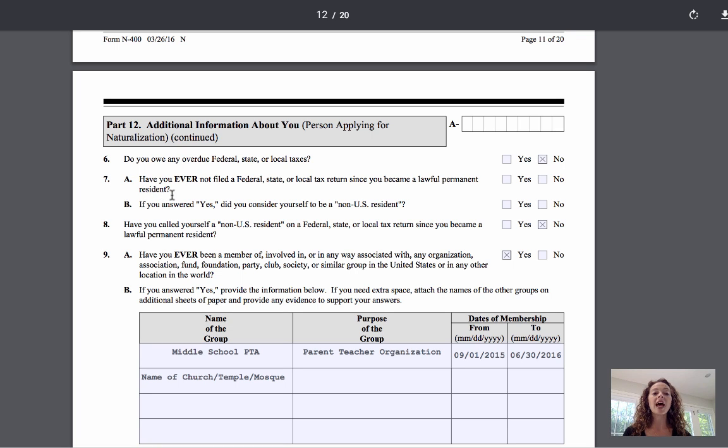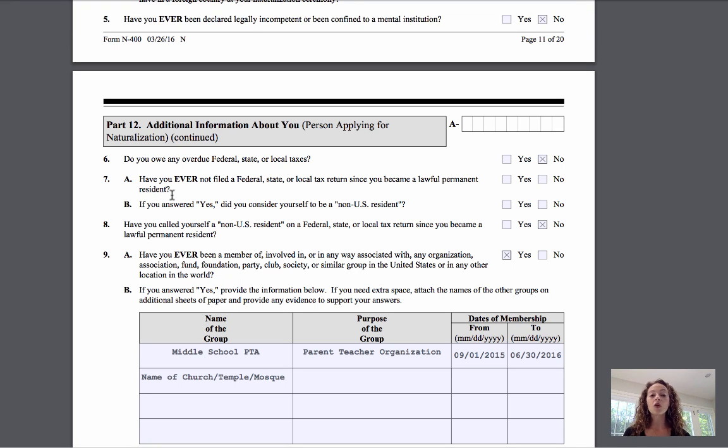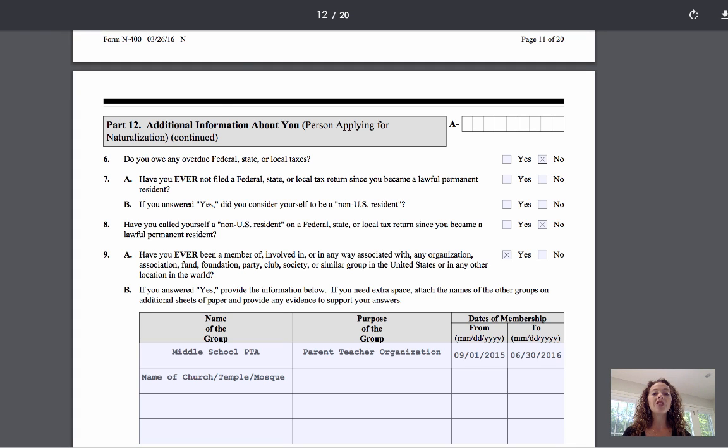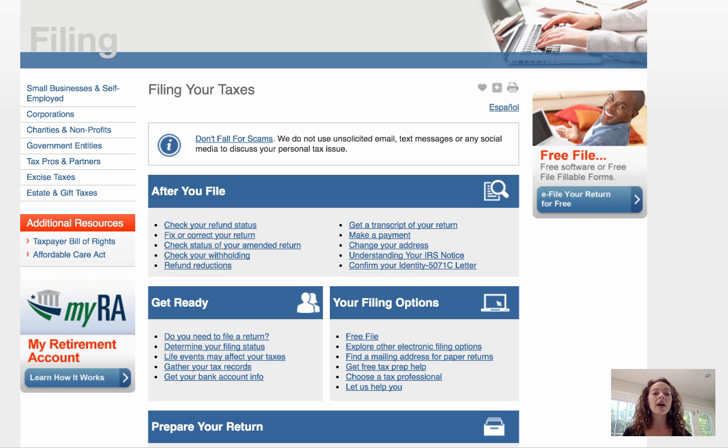Sometimes this one, number 7: have you ever not filed a federal, state, or local tax return since you became a lawful permanent resident? This answer is sometimes confusing because some people didn't file. Maybe they were retired, or they didn't have a job, they were unemployed. You can find more information by going to irs.gov, okay, irs.gov, and you can get a transcript of your returns, which you would probably need anyway to bring to your interview.